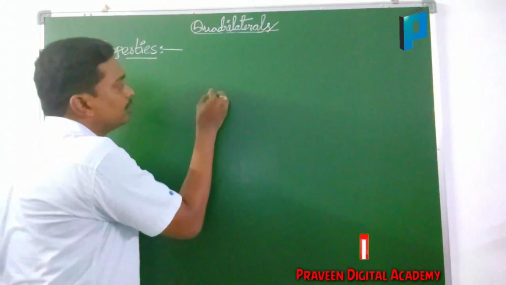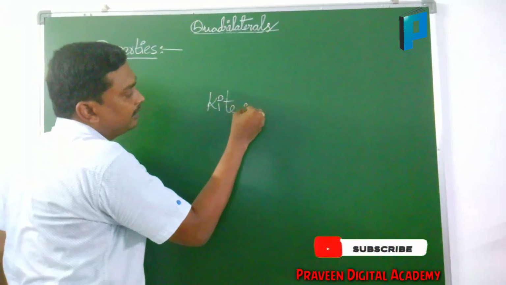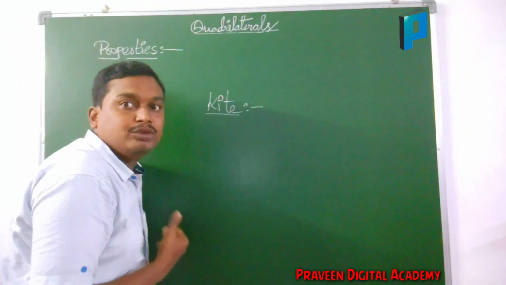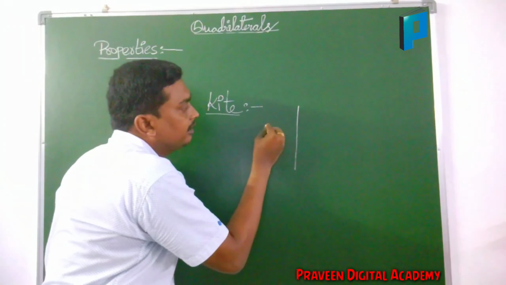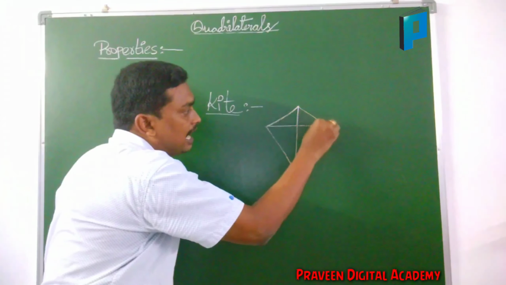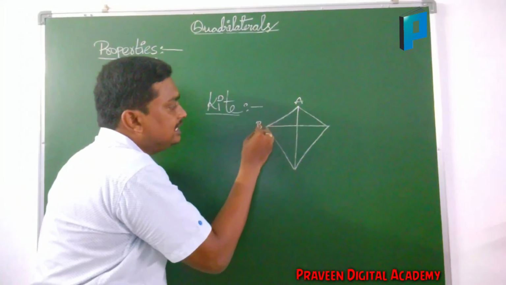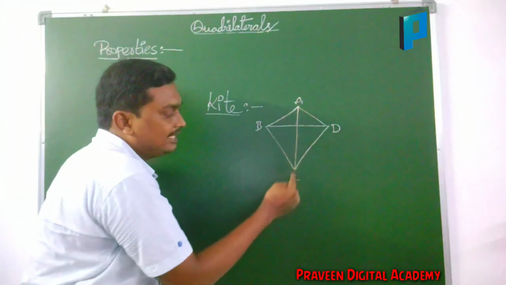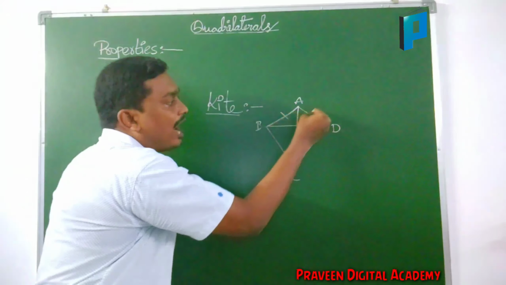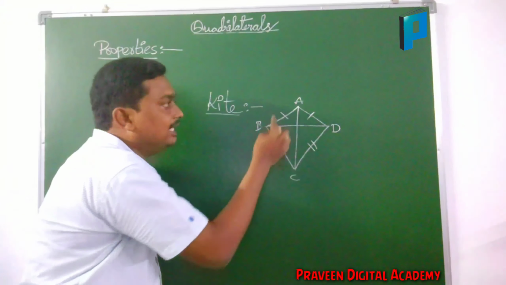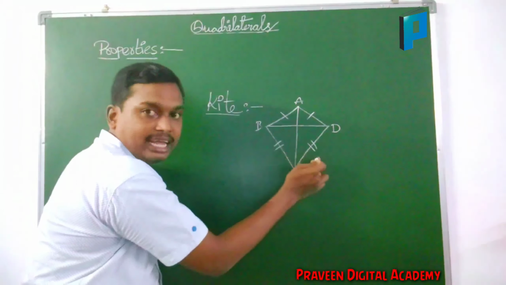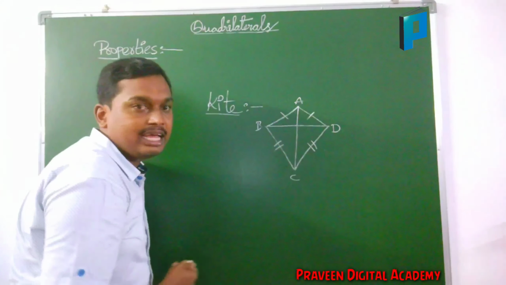Now let us go for the properties of a kite. Here the kite shape is like a kite which we fly. A kite will have a shape like this. If ABCD is a kite, in which AC and BD are called diagonals, a kite will have adjacent sides equal. Adjacent is nothing but side by side. These two sides are equal, and these two sides are equal in a kite.